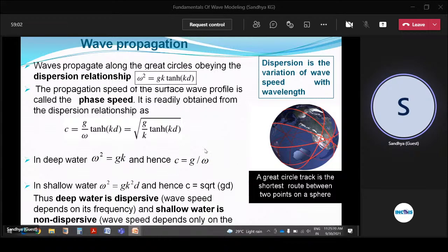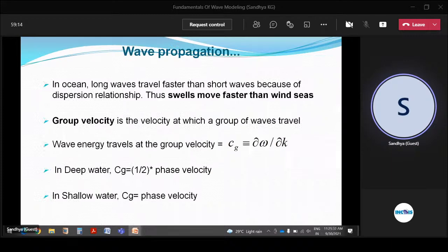So that means deep water is dispersive, in the sense that different frequencies travel at different speeds in deep water. And shallow water is non-dispersive. That means the wave speed depends only on the water depth. This is a very important concept. Since in deep water different frequencies travel at different speeds, the long waves travel faster than the short waves because of this relationship. And thus swells move faster than the wind seas.